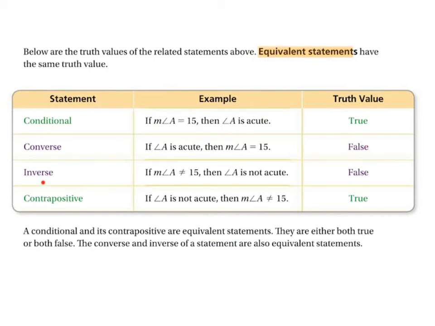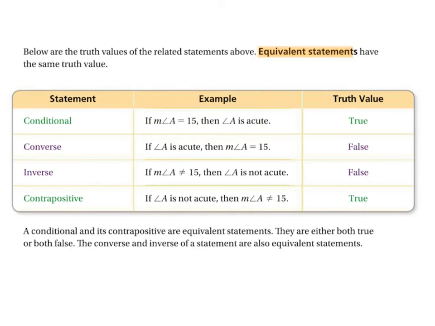The inverse of the original conditional is, remember, you negate it. If the measure of angle A is not 15 degrees, then angle A is not acute. Well, again, for the same reason, and this is a secret, you can use the same counterexample for the converse as you do for the inverse. Maybe the measure of angle A is 45 degrees, just like I set it up here. If the measure of angle A is not 15 degrees, for example, it's 45 degrees, does that mean it's not acute? No, 45-degree angles are acute, so that's false.